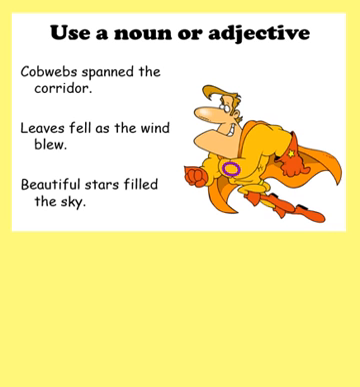So we're starting with what are the leaves doing? They're falling as the wind is blowing. So we've got that extra little bit of detail in there with our conjunction of as well. This next one is an adjective, and it's beautiful stars filled the sky. Again, a really short, simple sentence, but really effective because you're using that adjective as the start of it. So again, I want you to pause the video here and see if you can come up with a sentence that uses a noun or an adjective, and I'll see if I can come up with one for you as well.